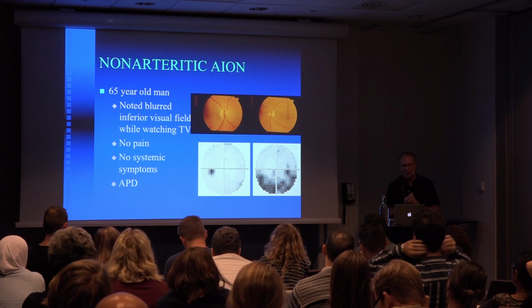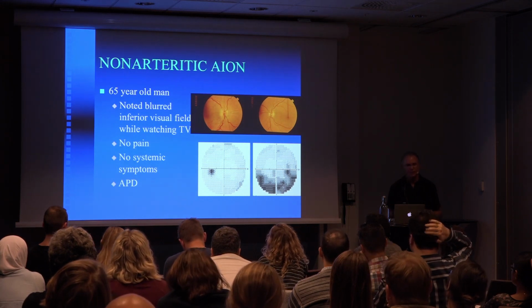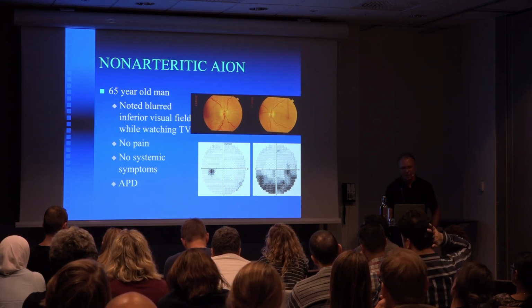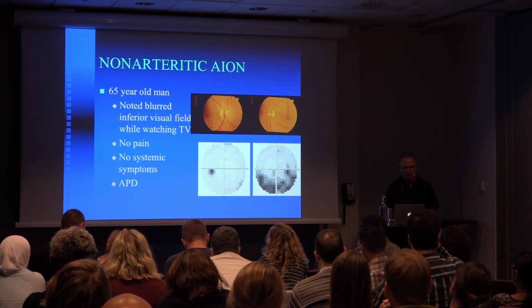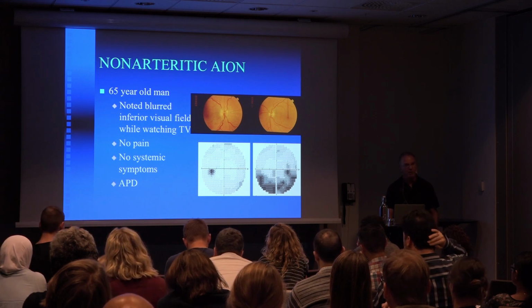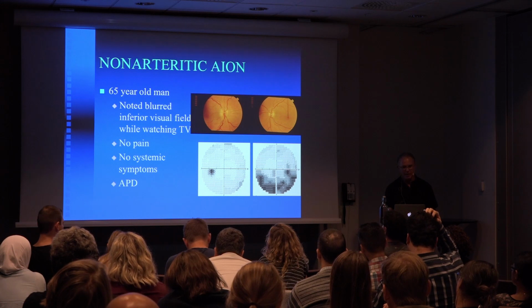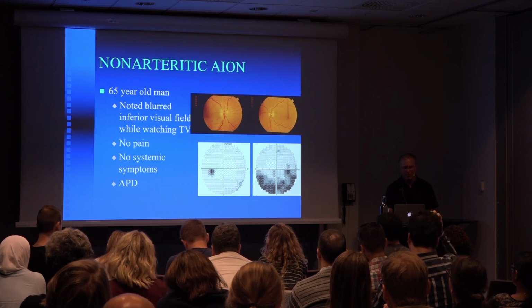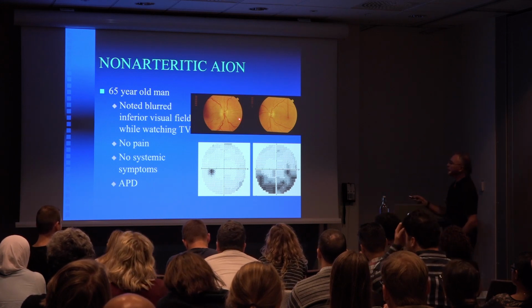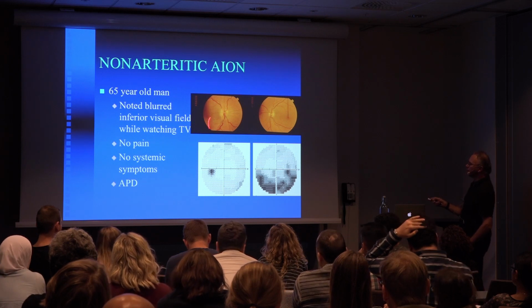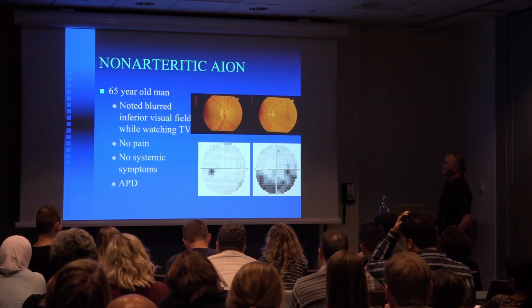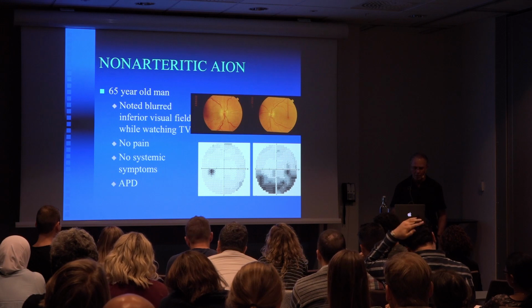So let's take a case. It's a non-arteritic AION case. A 65-year-old guy, blurred inferior visual field while watching TV. He has no pain, no systemic symptoms. He has a relative afferent pupillary defect on the right side. He has a little bit of disc edema, and he has an inferior arcuate visual field defect.